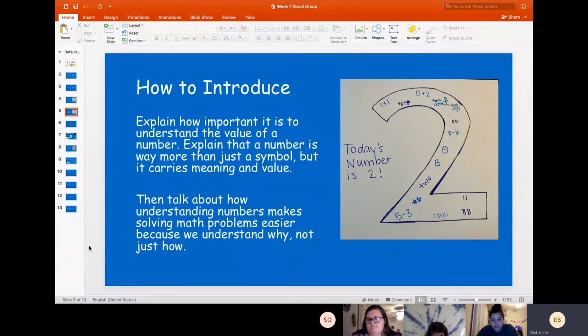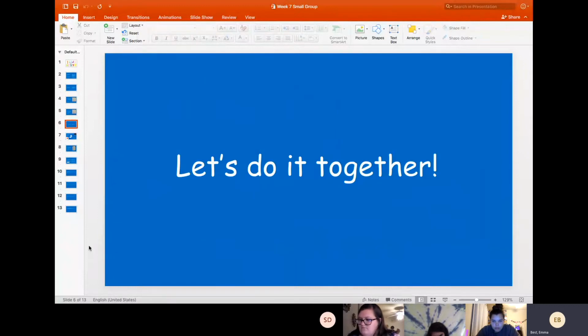To introduce it, you need to explain how important it is to understand the value of a number. That it is more than a symbol, but it carries meaning and value. Talk about how understanding numbers makes solving math problems easier, because we understand why in math, not just how, because it's so important to know why 8 plus 2 equals 10, not just, oh, it just does. So let's do it together.